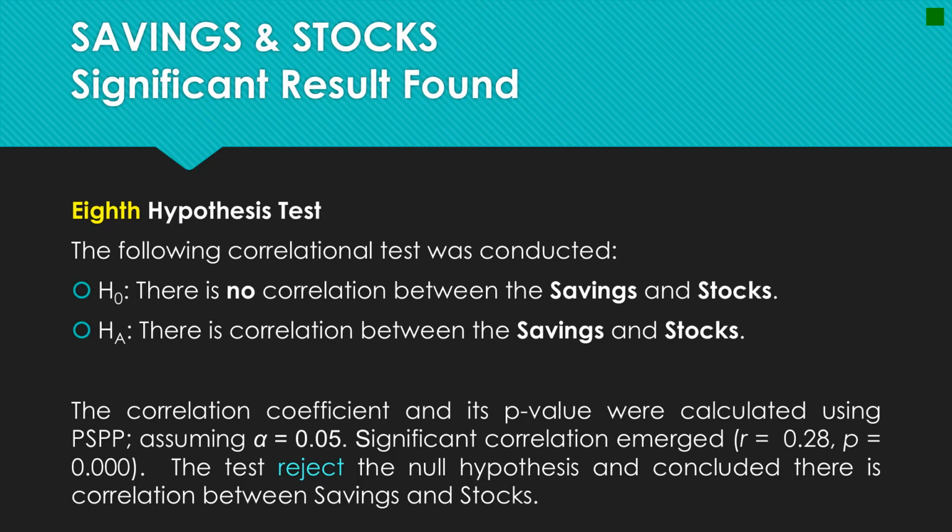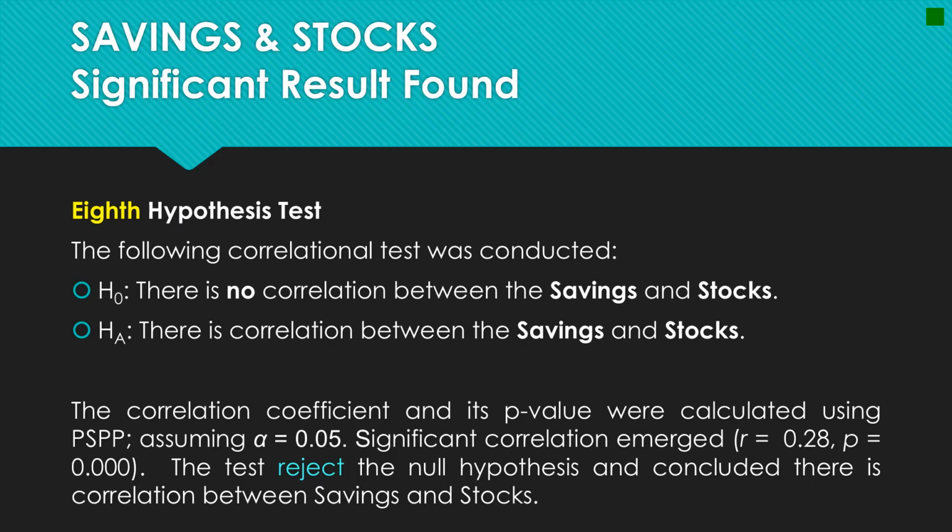The eighth hypothesis: the null hypothesis says there is no correlation between savings and stocks, and the alternative hypothesis says there is a correlation between savings and stocks. What we found here, the r value is positive, so the line must move upward. The p-value is 0.00, which is less than 0.05. We are going to reject the null hypothesis here.